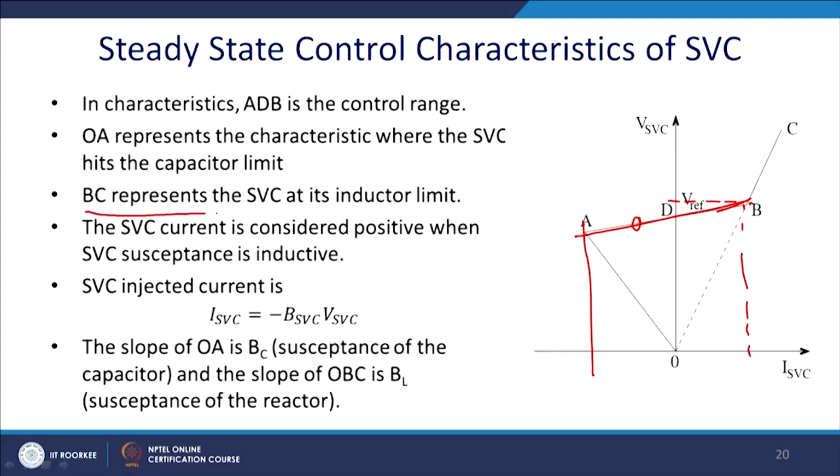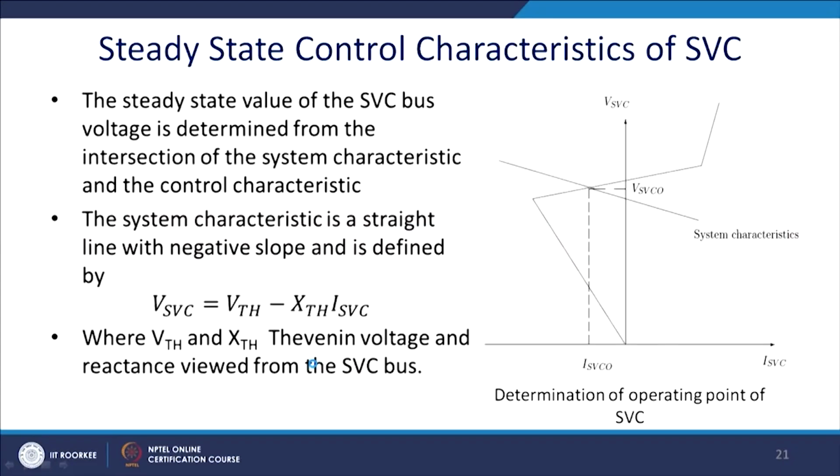The BC represents the SVC at its inductor limit. The SVC current is considered positive when the SVC susceptance is inductive. The SVC injected current is I_SVC equal to minus B_SVC into V_SVC. The slope of OA is B_C, the susceptance of the capacitor, and the slope of OBC is B_L, that is the susceptance of the reactance. And what happened then, the steady state value of the SVC bus voltage is determined from the intersection of the system characteristics and the control characteristics.